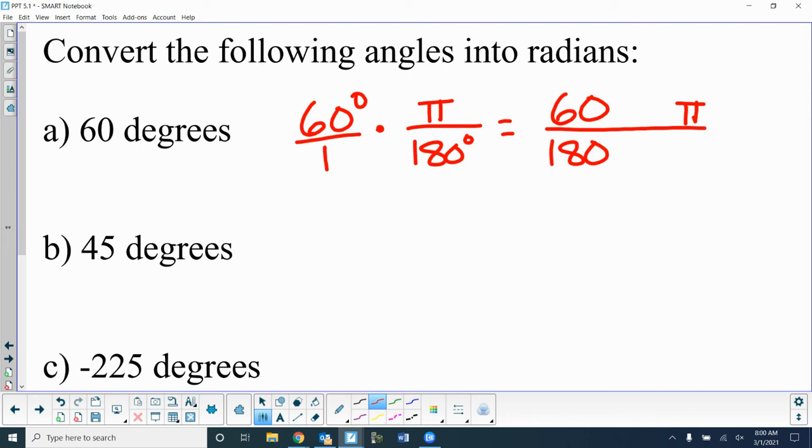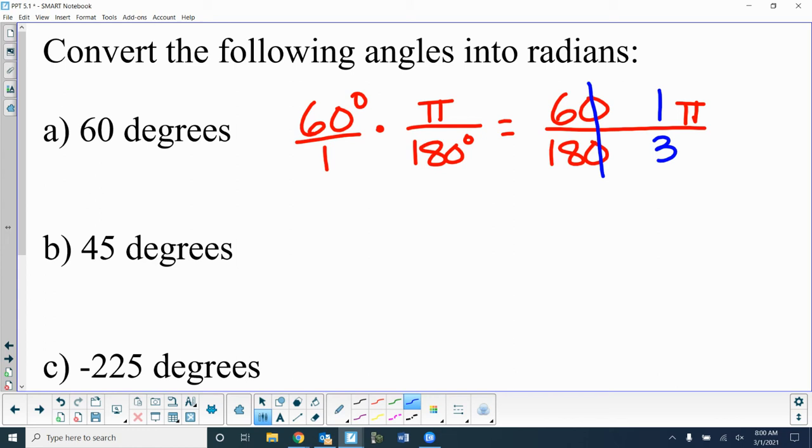So what's 60 over 180 reduced to? What happens to the zeros? They cancel, right? What's 6/18? How many times 6 going into 18? 3, right? So this would be 1 pi or pi over 3.